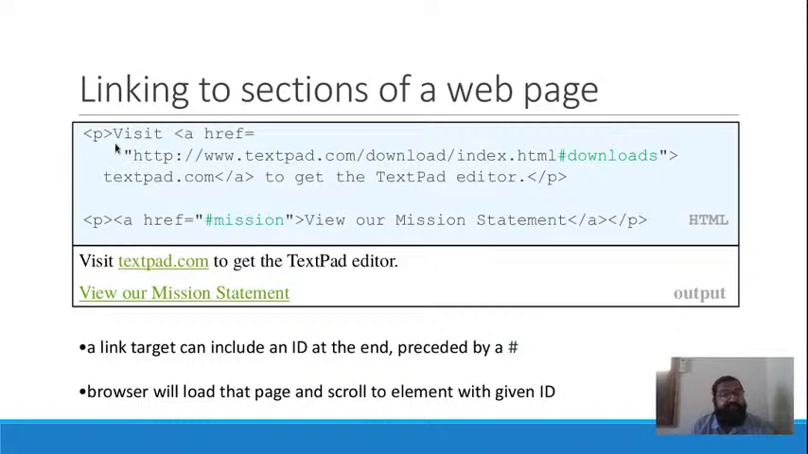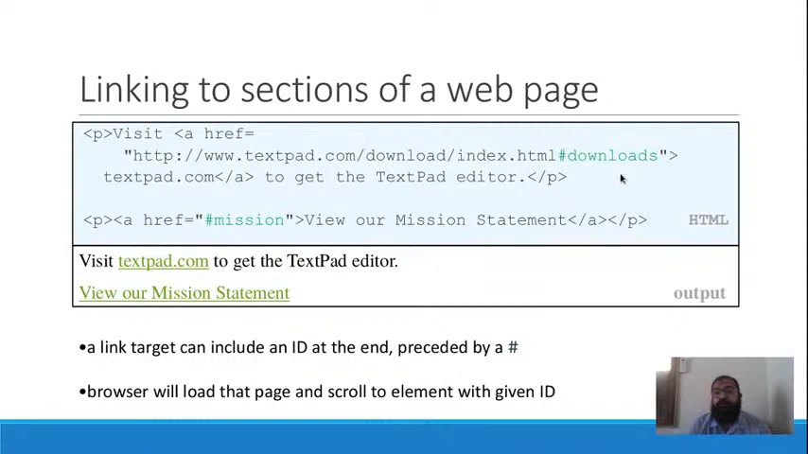So in this particular example, we have given: visit textpad.com to get the textpad editor, view our mission statement. In the HTML it is written p tag, visit, a tag with a href, then the link #downloads, and then the text for that is textpad.com, and then the a tag closes, to get the textpad editor, and then the p tag was closed. So here the id was used, #downloads.